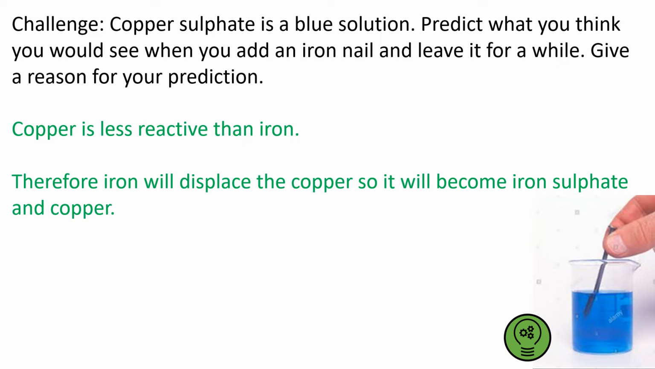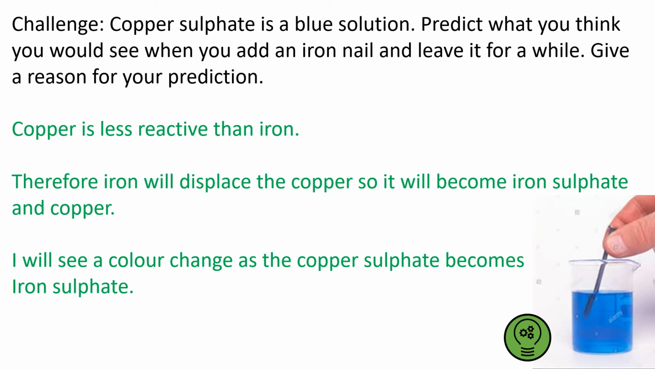Therefore, iron will displace the copper. So it will become iron sulfate and copper. So I'm showing that reaction. I haven't written down the reaction there. That would have been a good thing to write down, wouldn't it? Either the word equation or the symbol equation. Well, if I'm making iron sulfate, I would see a colour change as the copper sulfate, which is blue, becomes iron sulfate, which isn't blue. So my liquid would change colour.